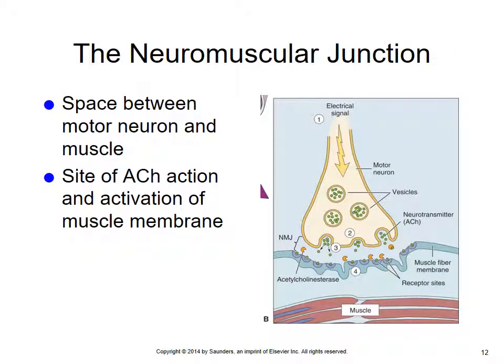This slide depicts the neuromuscular junction. And as the term suggests, the neuromuscular junction is the space between the neuron and the muscle where innervation occurs. The action of acetylcholine as a neurotransmitter occurs here.